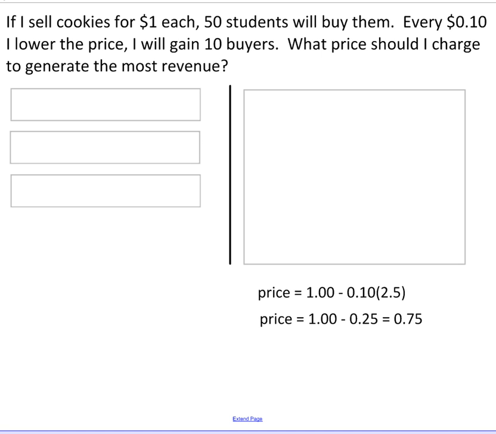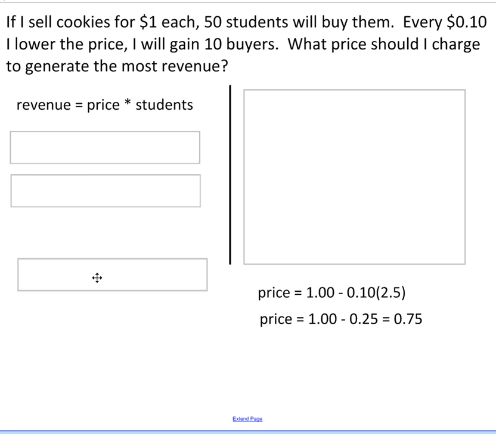The way that you calculate the revenue in a problem like this is by looking at the price you charge per item and the number of items that you sell. So if I sell 50 cookies to 50 students and I charge $1 each, I'm going to make $50, and so on and so forth. So we're going to use that basic equation to get us started. So revenue is equal to the price times the number of students, or times the number of sales.